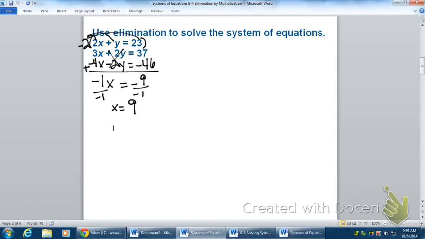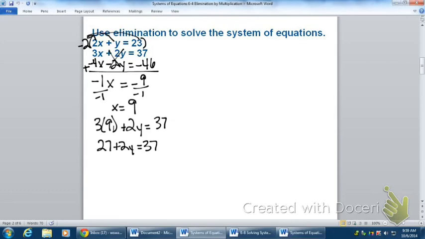Now that we have our x value, we can figure out our y value just by plugging in our x equals 9. Let's use that top equation and substitute our 9 into that first equation. 3 times 9 plus 2y is equal to 37. From here, all I'm doing is solving for y. So I'm going to do 3 times 9.